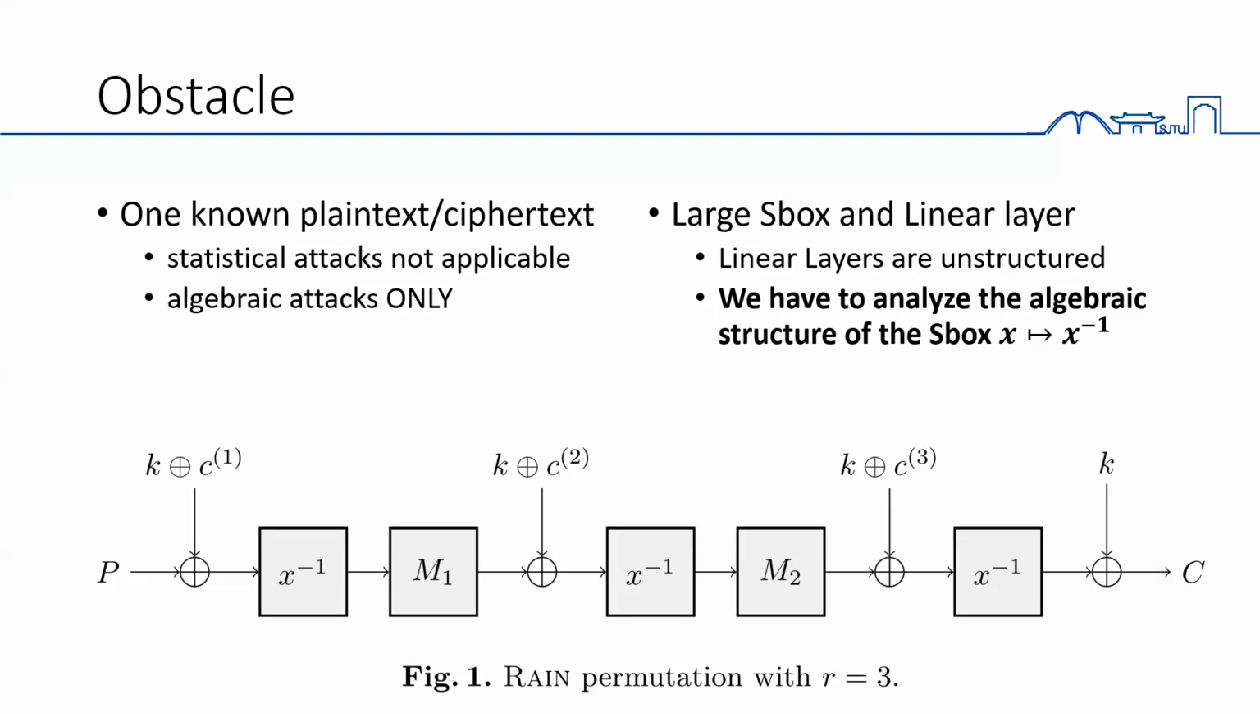And the second is the S-box is very large, and the linear layer is unstructured. It's just a random invertible matrix. So it seems that we have no other choice. We have to analyze the algebraic structure of the S-box, which is an inverse function over finite field with characteristic 2.